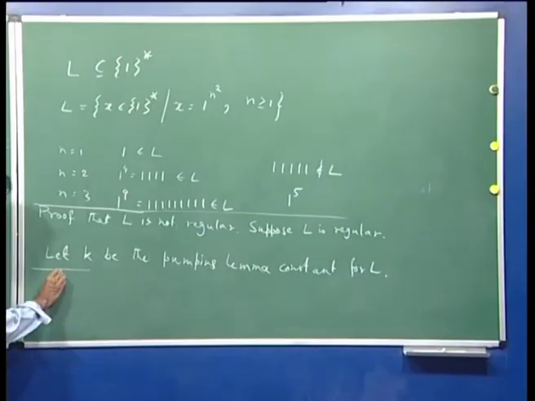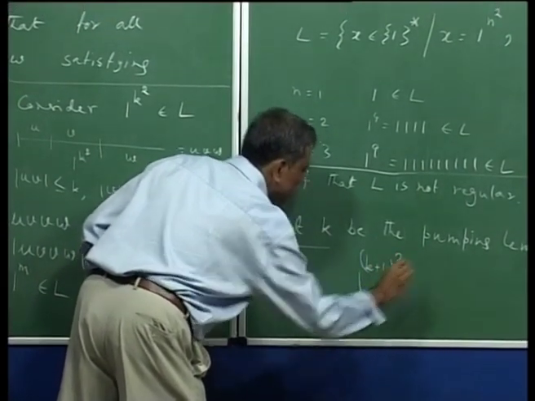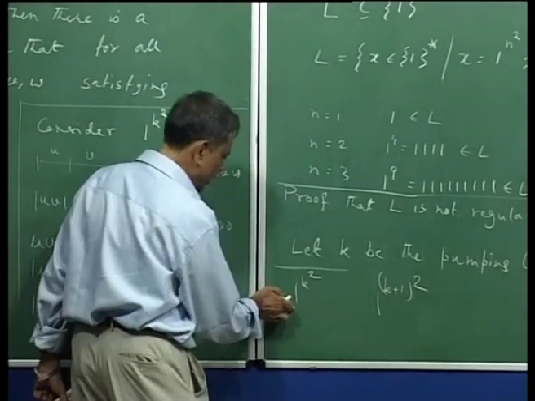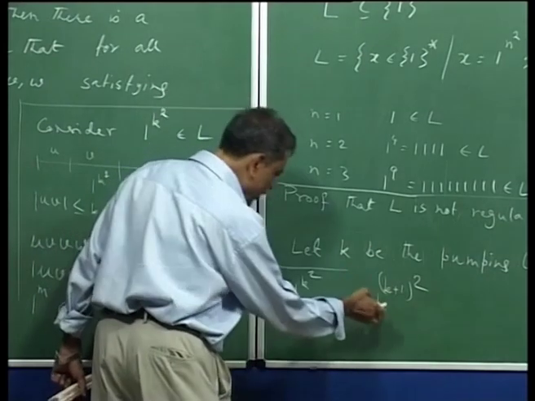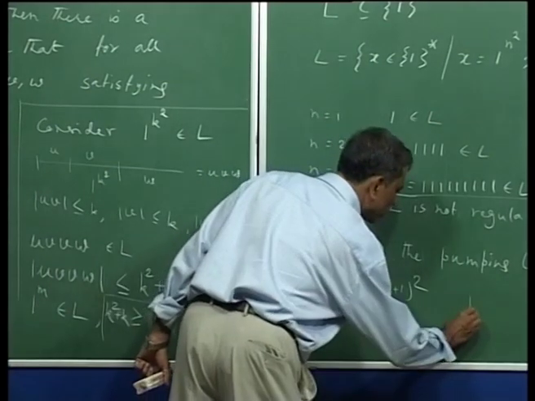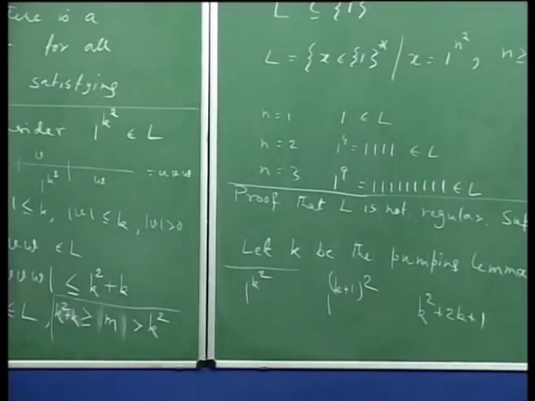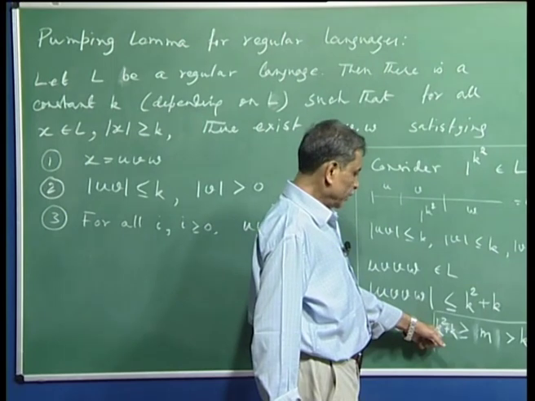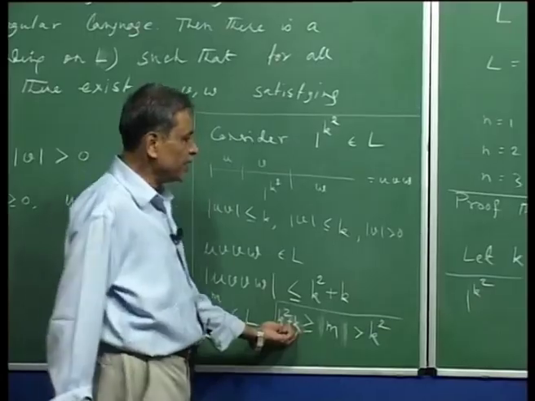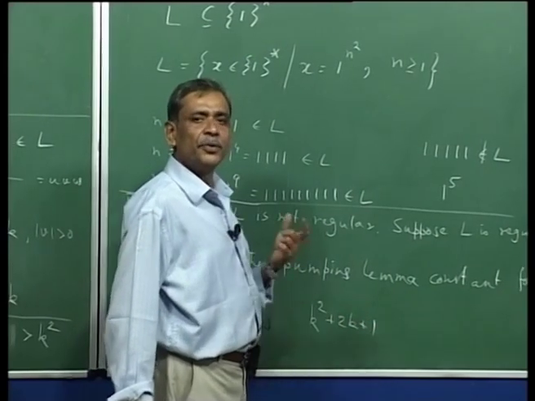after 1 to the power k squared will be 1 to the power (k plus 1) whole squared. And this is the next string. This is the string in the language, of course. And the very next string greater than this particular string will have length, therefore, k squared plus 2k plus 1. On the other hand, the lemma is saying that there is a string whose length is at most k squared plus k. So, this is strictly less than k squared plus 2k plus 1, and therefore, you have the contradiction.